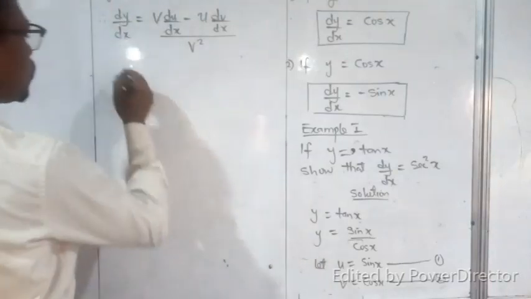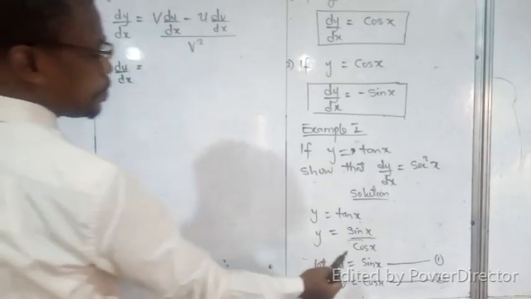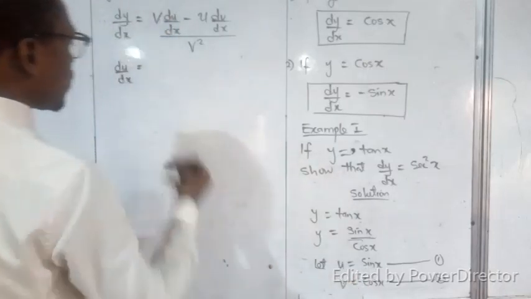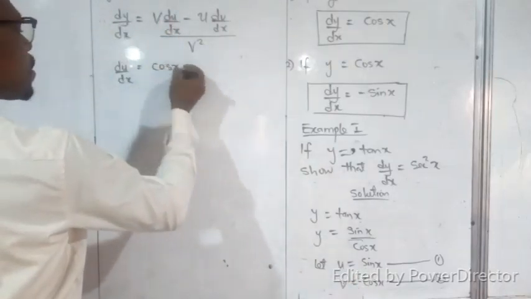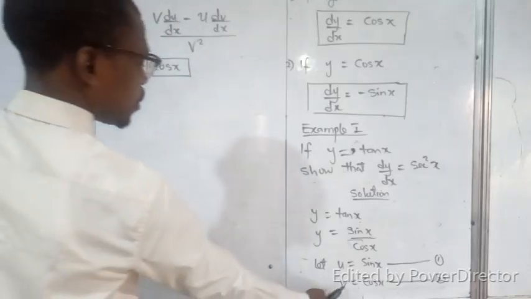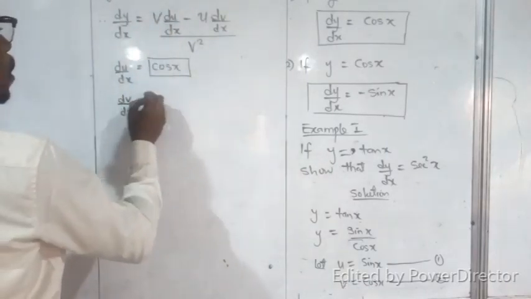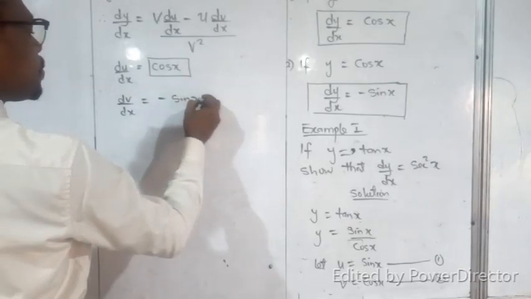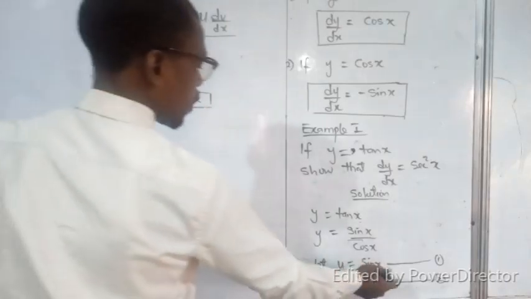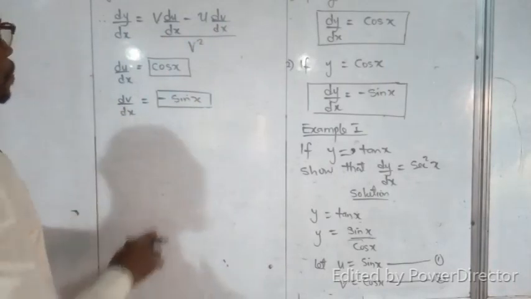So in equation 1, du dx, it has been established that when you differentiate sine x, it will give you cos x. So that will give you cos x. Note it. When you differentiate v with respect to x, to give you minus sine x. So we have this, we have this, we have this, and this. They are what you need in this expression.